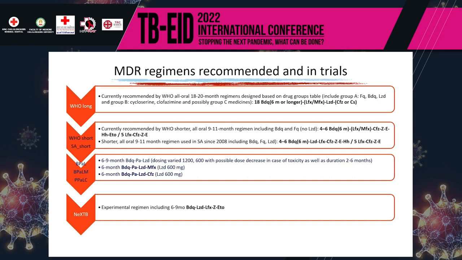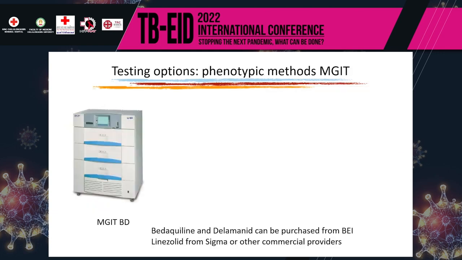So the main point I would like to make is that we are moving towards a shorter regimen, all oral, and if possible, with limited toxicity. In order to achieve that, we need to make sure that all the drugs that are included in the regimens have a suitable way to define the sensitivity profile.